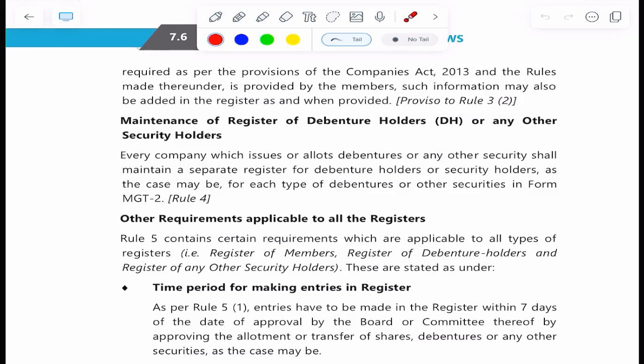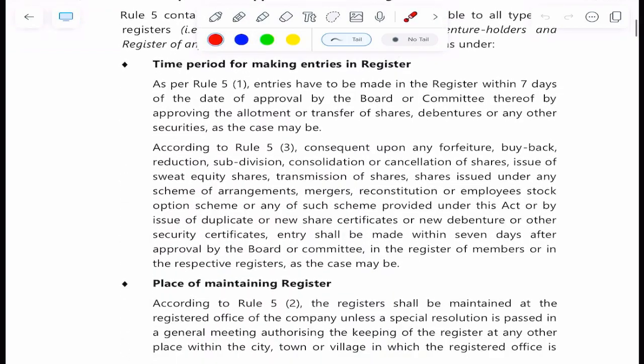Other requirements applicable to all registers. Rule 5 contains certain requirements which are applicable to all types of registers, that is, register of members, register of debenture holders, and register of any other security holders. These are stated as under.